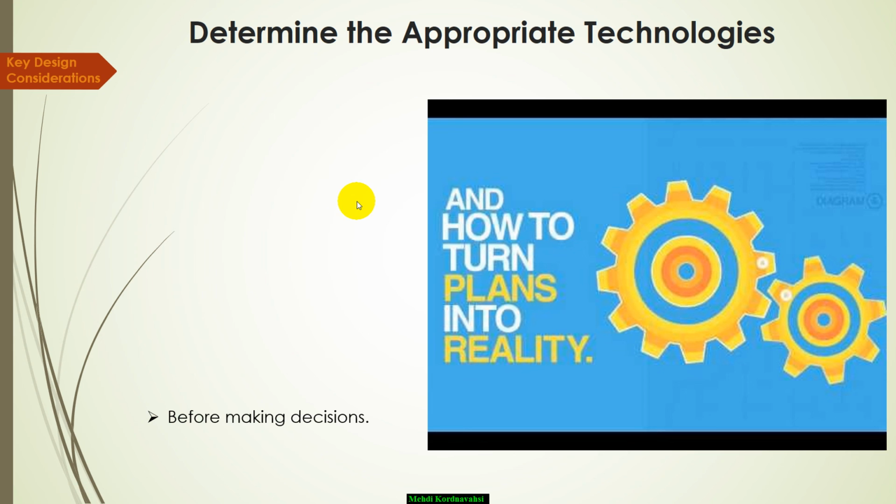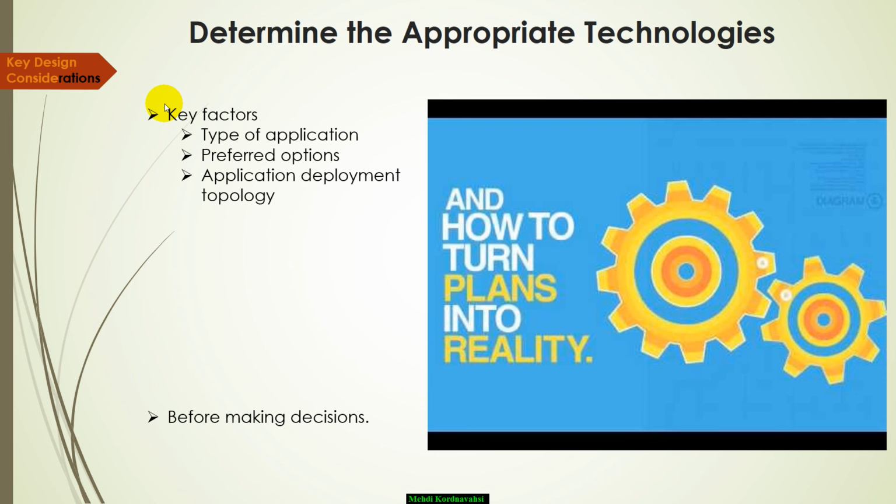And the next concern before making a decision is to determine the appropriate technology. When choosing technologies for your application, the key factors to consider are the type of application you are developing and your preferred options for application deployment, topology, and architectural style.